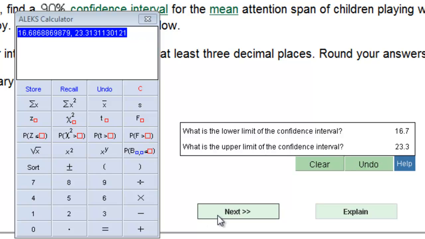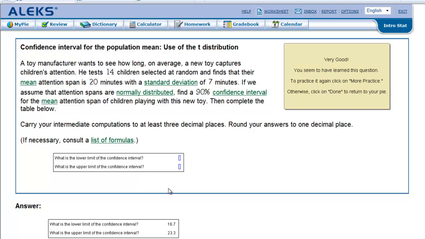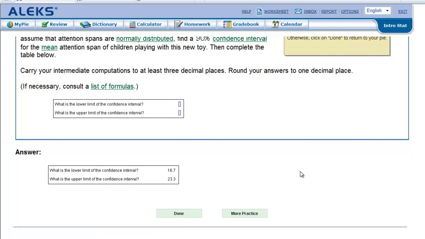And we're done. And that'll add that topic to my pie. I will not do more practice. I will split this video and I will post it.